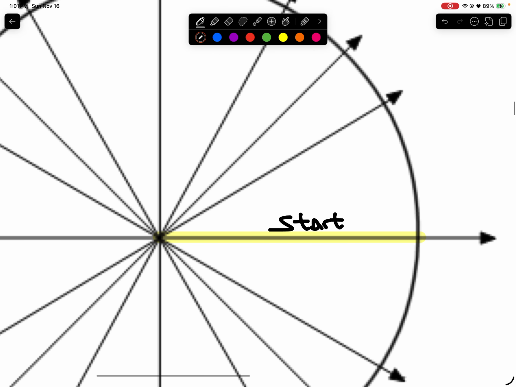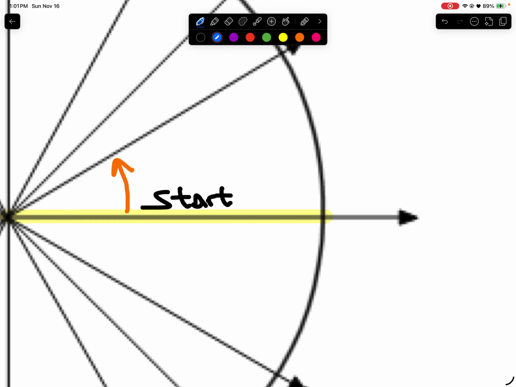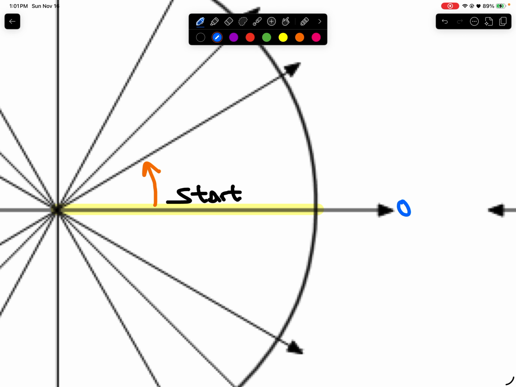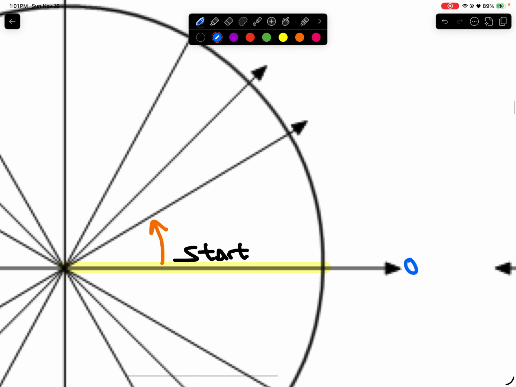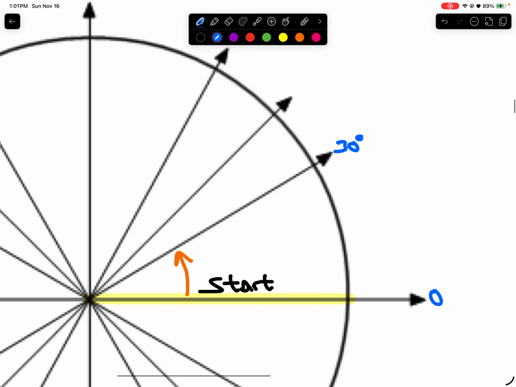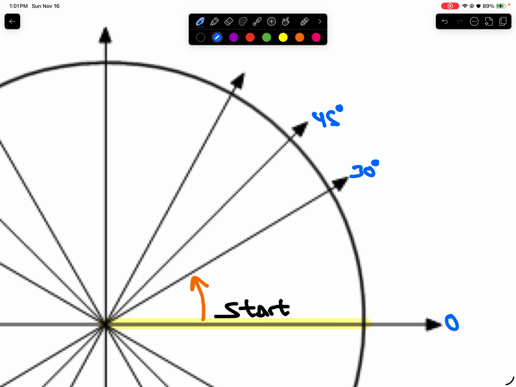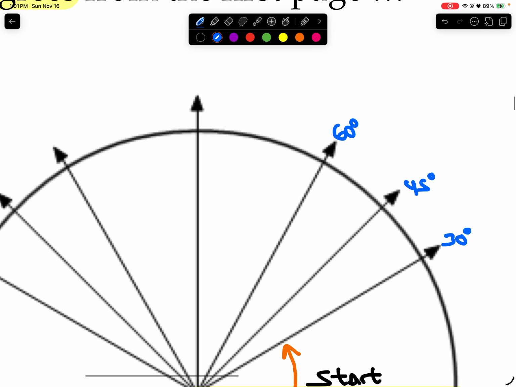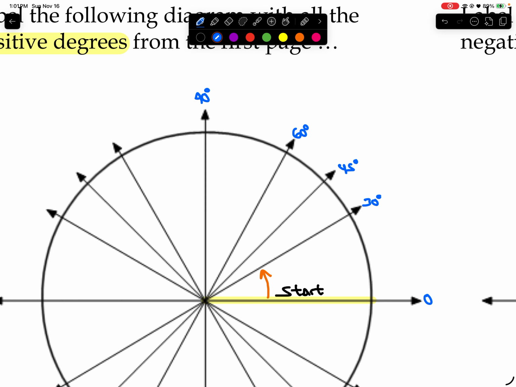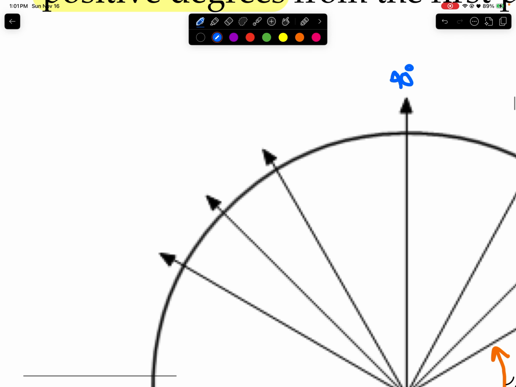So when I start and I want to plot these positive angles, we're going to be going counterclockwise. The first angle that we have is going to be at 0 degrees. And then when I go up the next, that's going to be 30 degrees. And then we're going to go up to 45 degrees, and then up to 60 degrees. And then when I go straight up on the y-axis, that's 90 degrees. So that would be your first quadrant. So now I'm going to do the other 3 quadrants.